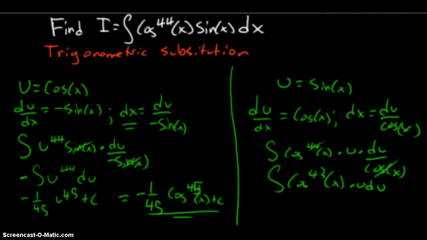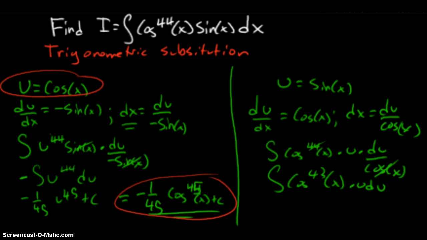So that implies that our choice of u equal to cosine x here was the correct choice, which gave us this nice answer. Alright, and that's it for this question.